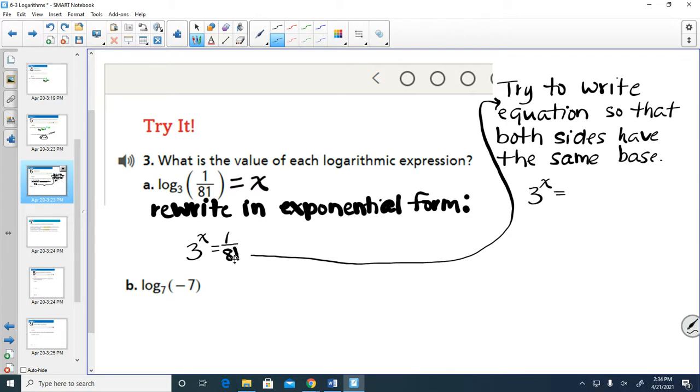And 81, I'm going to try to write as a power of 3. Well, I know that 81 is the same as 3 to the 4th power. And I'm close to having both sides written to the same base. However, the 3's in the denominator. But 1 over 3 to the 4th is the same as 3 to the negative 4th. So now I can see just from inspection, 3 to the x equals 3 to the negative 4. That tells me that x equals negative 4.